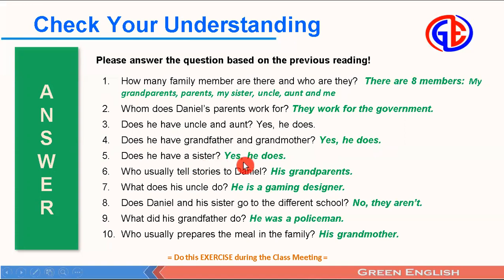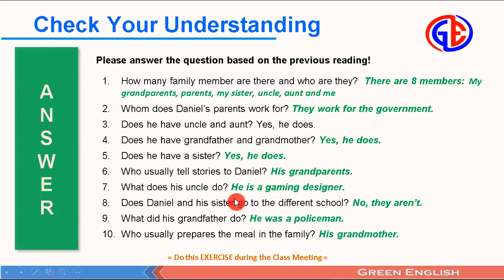Does he have a sister? Yes, he has a sister. And who tells Daniel the stories? Basically, most of the family members tell something to Daniel, but the people who tell more stories are his grandparents.